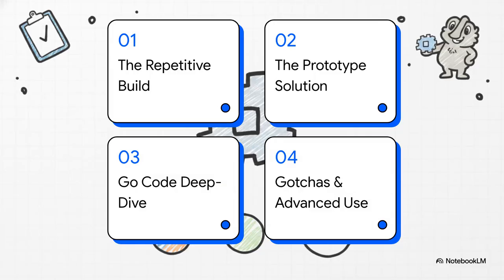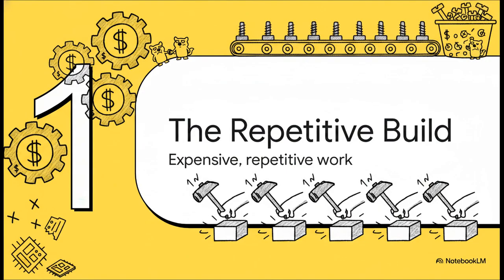So here's the plan. First, we'll look at a really common bottleneck, the repetitive build problem. Then, we'll introduce the prototype pattern as the solution. After that, we'll get our hands dirty with some actual Go code. And stick around for the last part because we're going to cover the gotchas and advanced stuff that'll save you a world of pain in production. Let's do it.